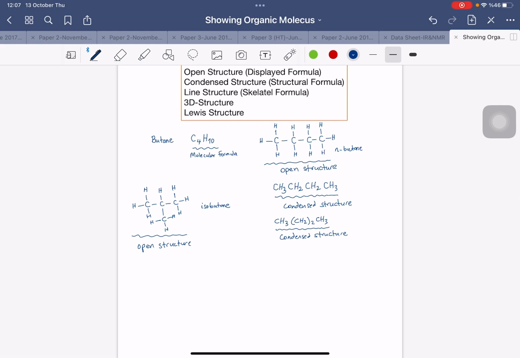Okay, now let's write the condensed structure of isobutane. I will start from the left and then go through to the right. Okay. This carbon atom has 3 hydrogens connected to it. Okay, next carbon atom is this one. This carbon atom has only 1 hydrogen.